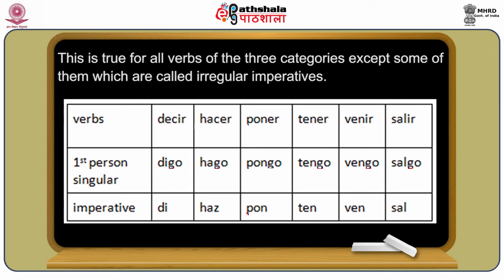For example, poner becomes pon, tener becomes ten, venir becomes ven, and salir becomes sal. Now there is one more irregular imperative, that is ser. Ser is also an irregular imperative. So the imperative tú form of ser will be sé.